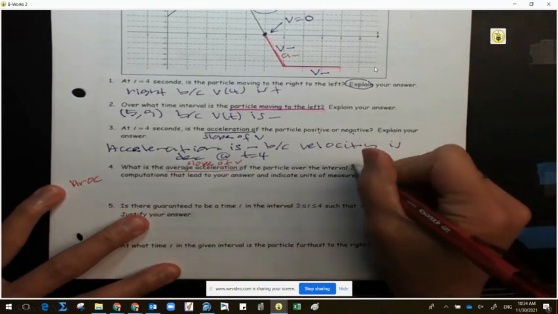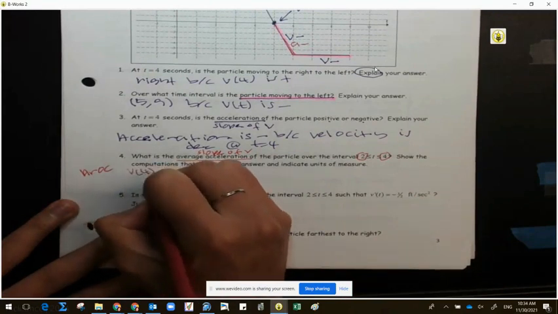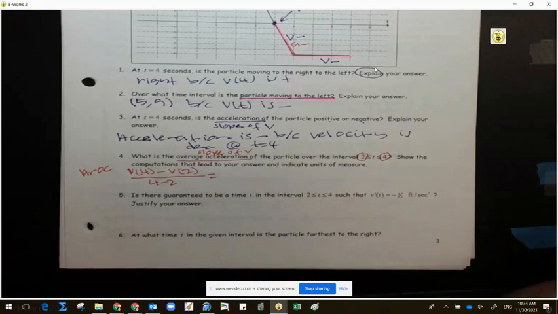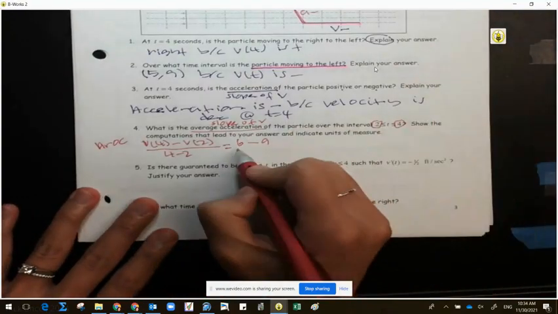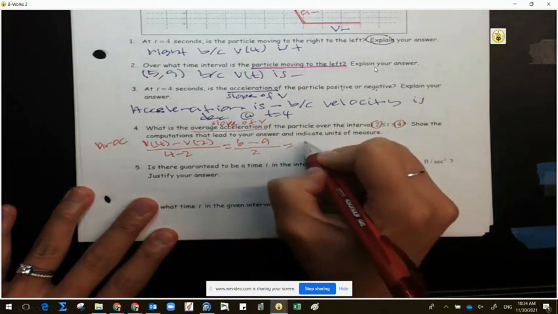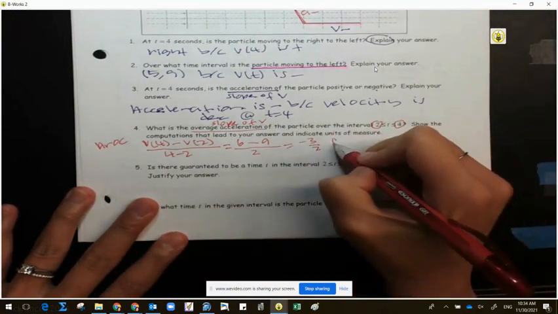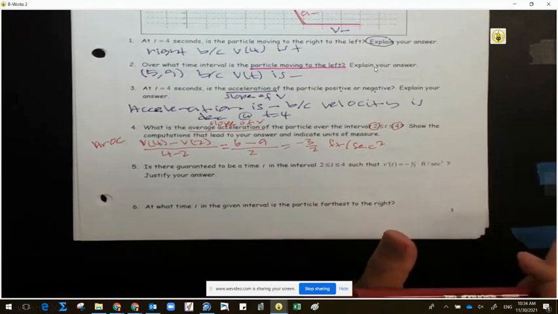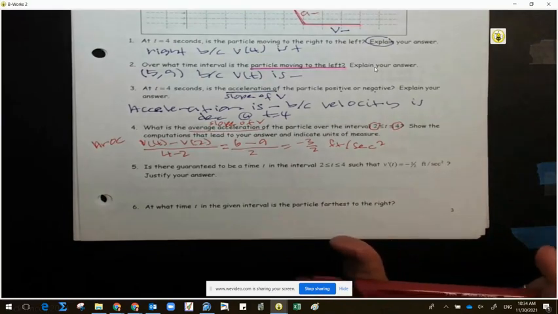And we know our interval that we're wanting is from 2 to 4. So let's write out our slope equation. We have v of 4 minus v of 2 over 4 minus 2. And we have our table, or the graph. What is our velocity when t equals 4? And what is our velocity when t equals 2? Is it 0? 2, yeah, 9 over 2. And that's going to give us negative 3 over 2. And our units for this one is feet per second squared. And it says to show the computation. I don't see anything with explaining, so we're good to go on this one.